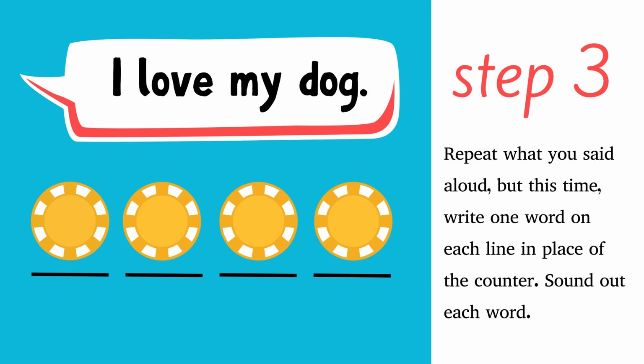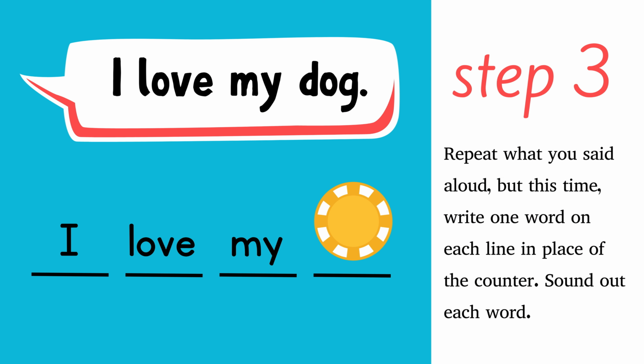The final step is to repeat what you've said aloud, but this time write one word on each line or in place of the counter, and then sound out each word as you're writing it. And that's why that counter is so important, that we use that and we have that blank line so that students understand that the words that we're saying aloud, they're actually individual words that make up a sentence. And we can then take that and put that into our writing in the same way.